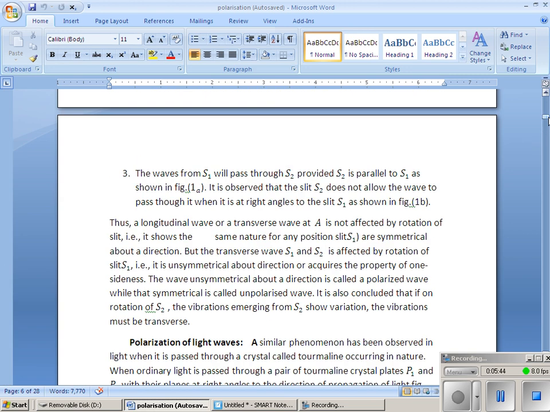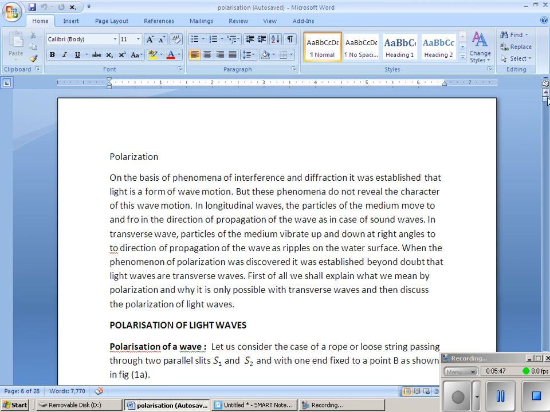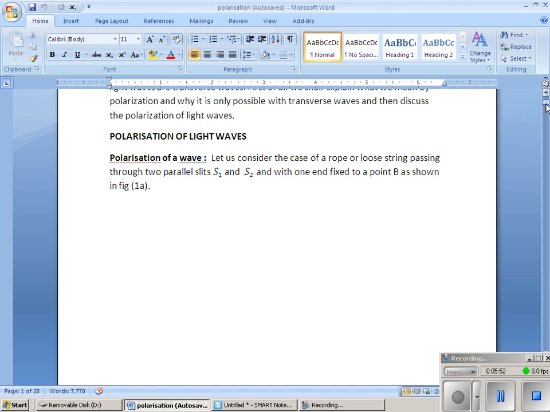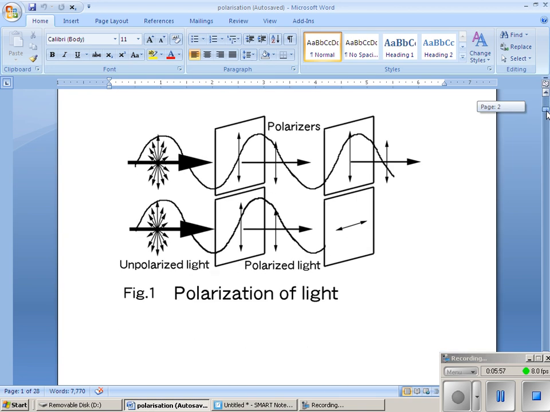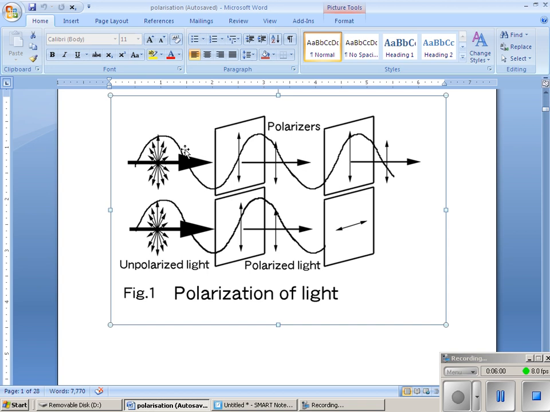Before going to that, again we will see what polarization means. See, this is how we can produce polarized light. These are two slits, S1 and S2. When both are parallel to each other, we can see the light coming out. When both are perpendicular, we cannot see the light coming. That means the light is getting a single direction, that's why it cannot pass through. So this is one of the methods to produce polarized light.